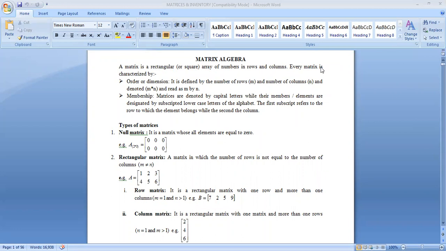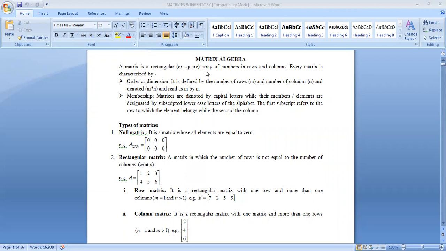This class we are going to start a new topic which is on matrices, also known as matrix algebra. First of all, we need to understand what a matrix is. A matrix is either a rectangular or square arrangement of numbers. In that case, we are going to find that those squares or rectangles have rows or columns on which those numbers are arranged.